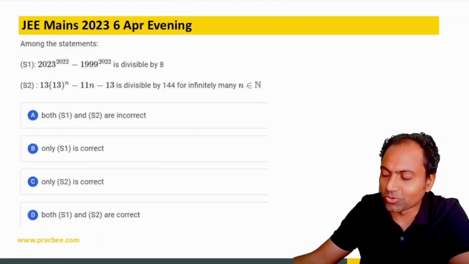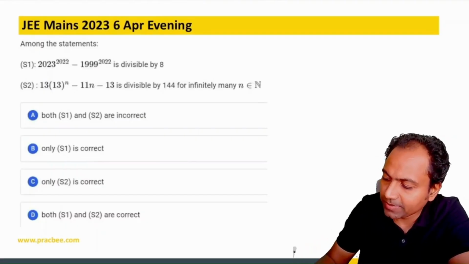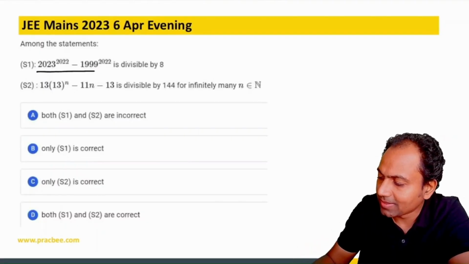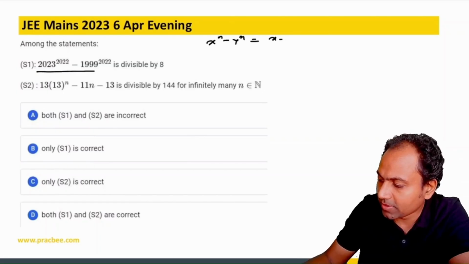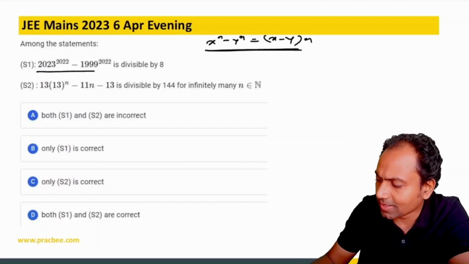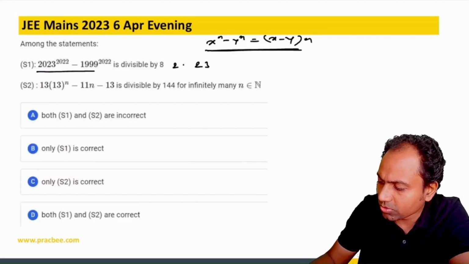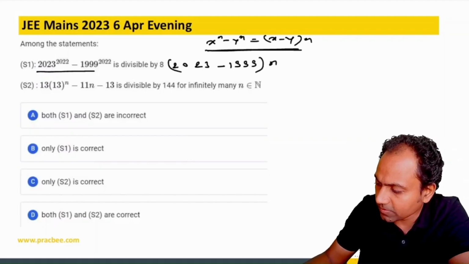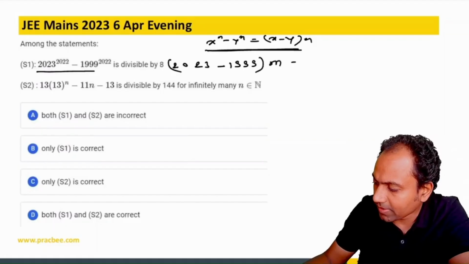If I look into this next question, what it talks about is two statements are given. In the first statement, again the same properties: x raised to the power n minus y raised to the power n is a multiple of x minus y into m. We can apply the same property. So here you can see that this is 2023 minus 1999. This will be a multiple of this part. And if I write that, you can see that it will become a multiple of 24.